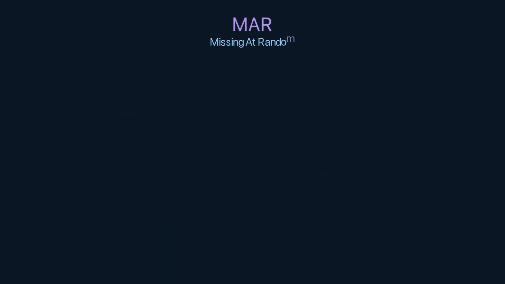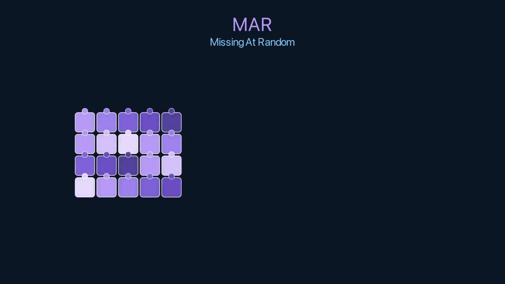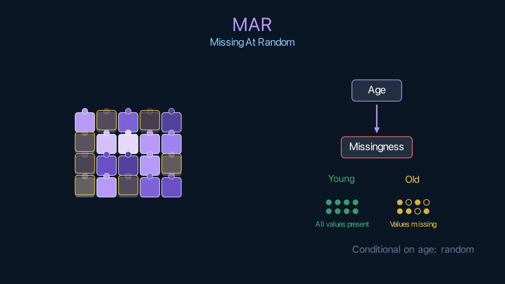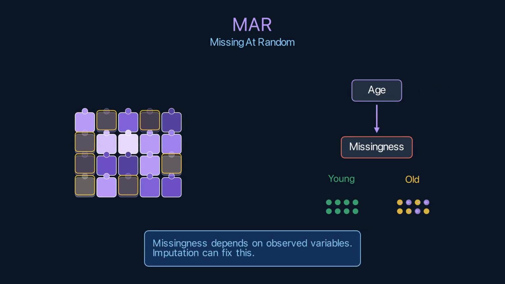MAR, missing at random, is a confusing name because it doesn't mean randomly missing. It means the probability of missingness depends on observed variables, but not on the missing value itself. Older patients miss more clinic visits. Missingness depends on age, which you observe. But conditional on age, whether a specific visit is missed doesn't depend on what the lab value would have been. This is the key. Once you account for the observed predictors, the remaining missingness is random. Multiple imputation can handle MAR correctly by using the observed variables to predict the missing values.